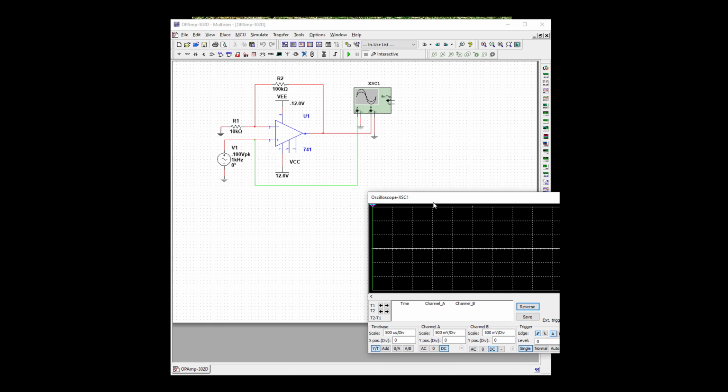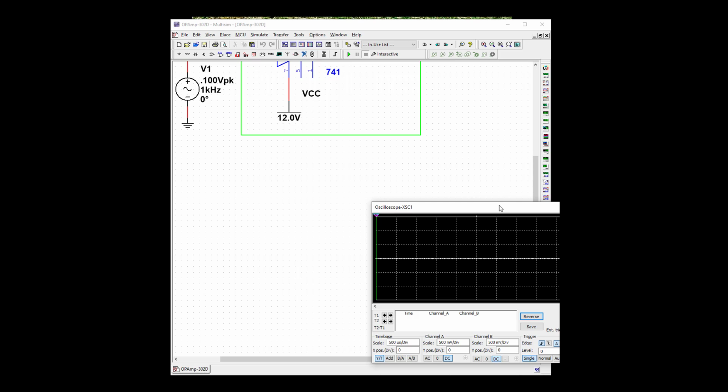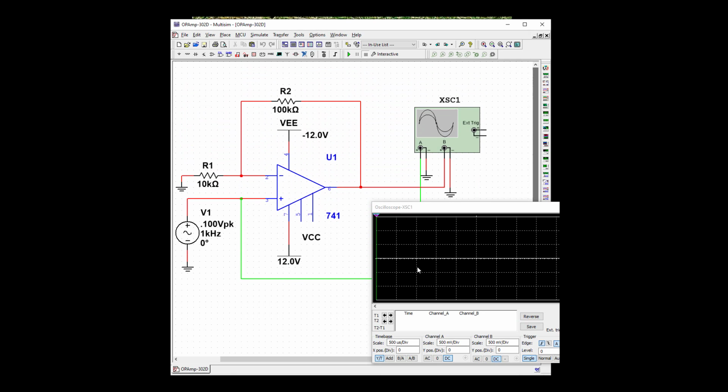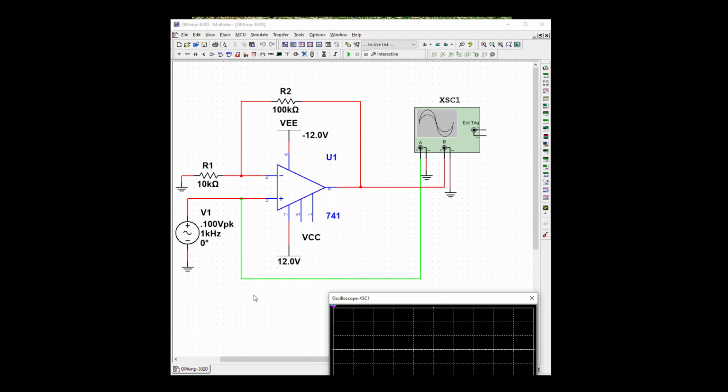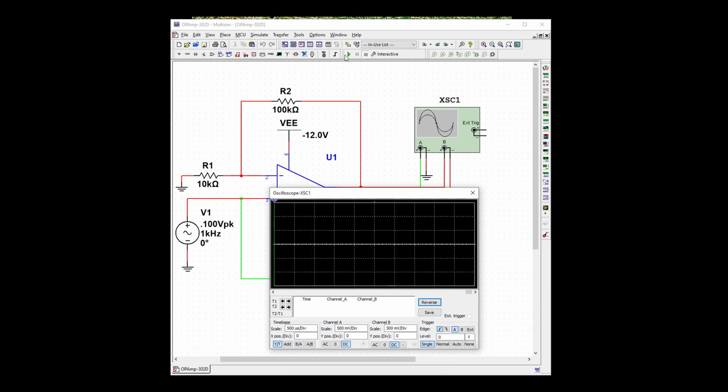Okay, so let's zoom in on this. This is going to be a non-inverting amplifier because our signal, our AC signal, is going into the non-inverting input. Again, we have 10. Gain of 10 plus 1 would be 11. And let's start it.